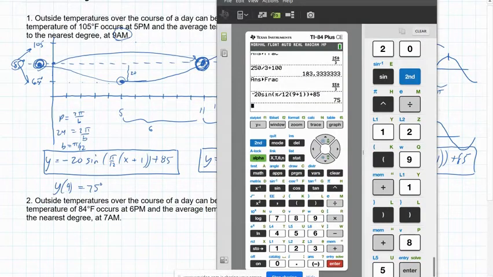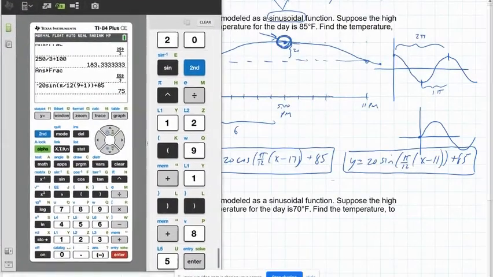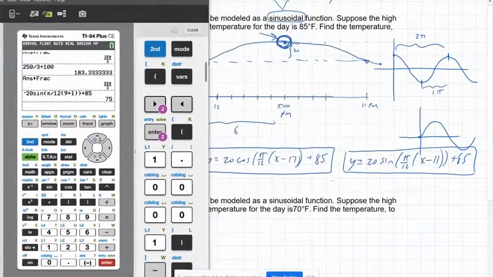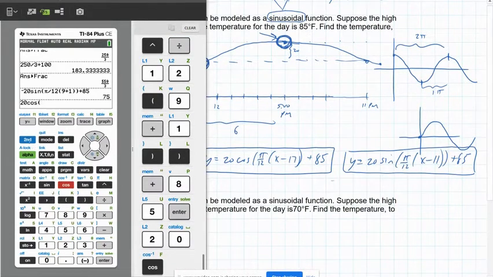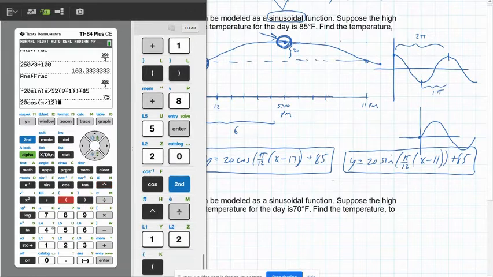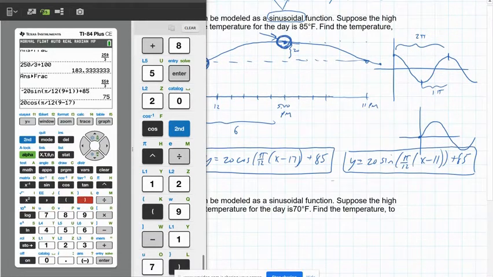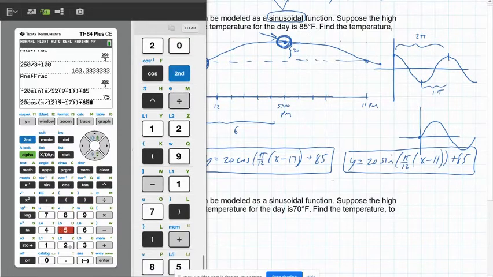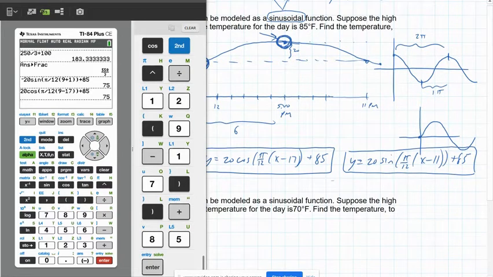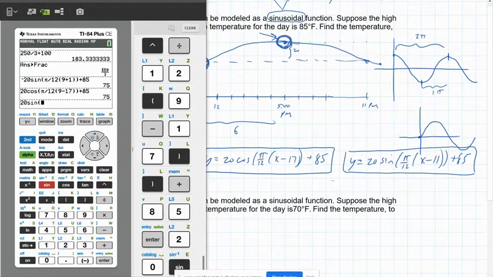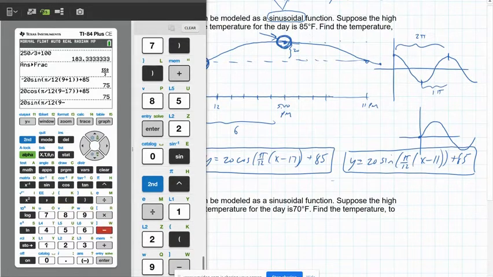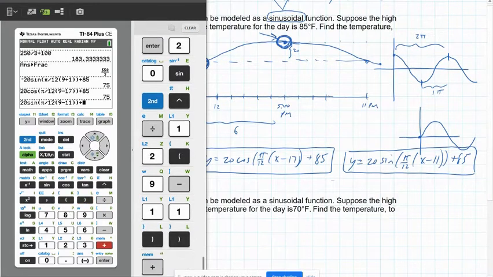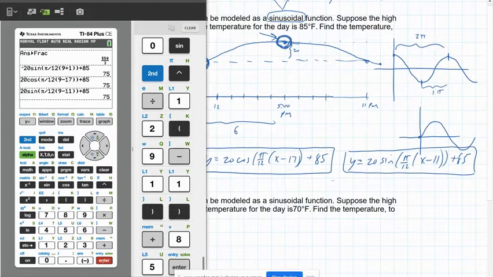Okay, and let's try it with the next answer that we got. So this one would be positive 20 cosine of pi over 12 times 9 minus 17 plus 85. Same answer, 75. The third option, 20 sine of pi over 12 times x minus 11, so 9 minus 11, plus 85. So all three of those give us the same answer.